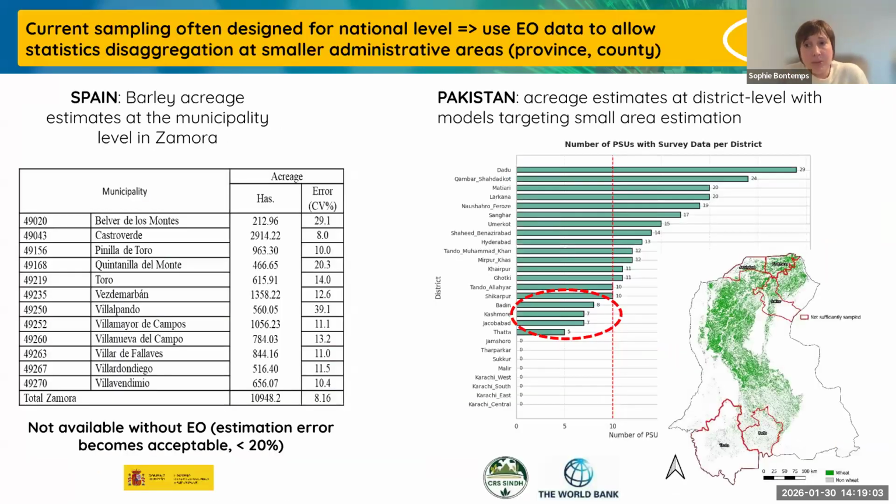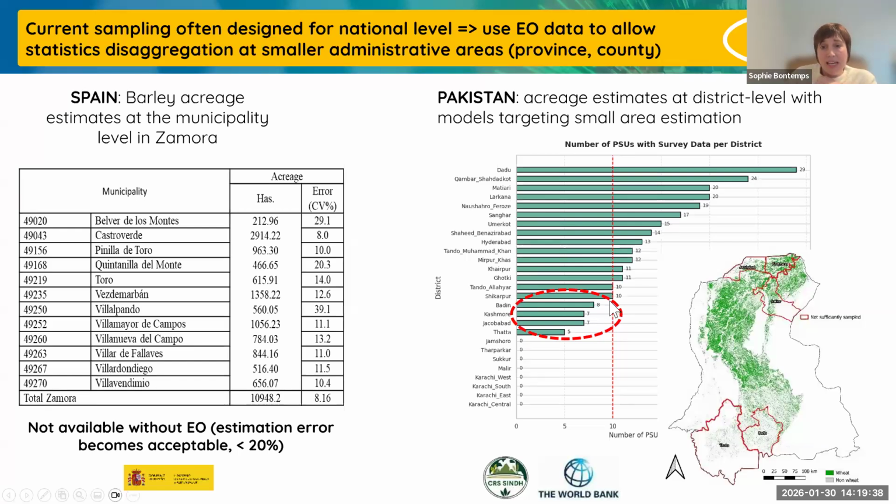The second impact was about the granularity. If we look at an example in Spain, this is a table where you can see the barley acreage estimate at the municipality level, so very small granularity. You can see that the coefficient of variation is in most of the cases less than 20%, which was considered as the acceptable level by the NSO. This is possible only because you get the map, an exhaustive wall-to-wall coverage of the area.